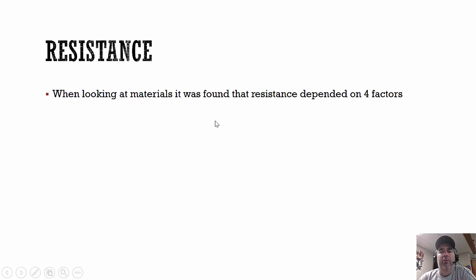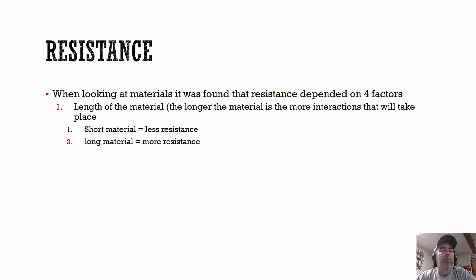When looking at materials, it was found that resistance depends on 4 factors. I said it was constant across a wide range of voltages, but when we look at resistance itself, there are 4 factors that it depends on. The first one is the length of the material. Think of this: if I have a short wire going from point A to B, there's a short distance. But if I increase that distance between A and B, there are more interactions between the particles, thus causing more resistance. So as it says here, shorter materials, less resistance.